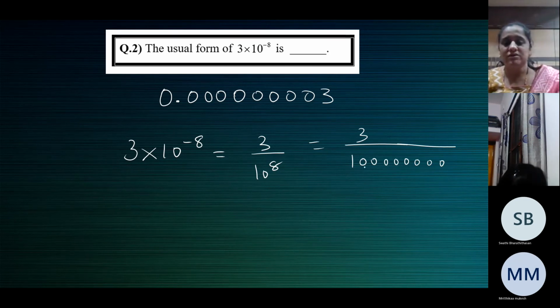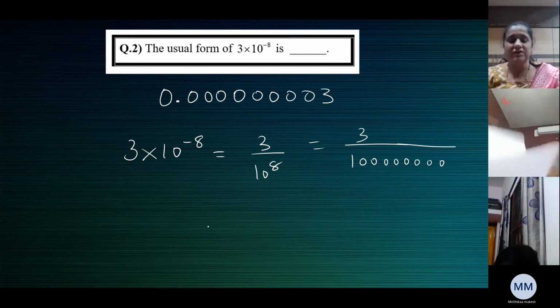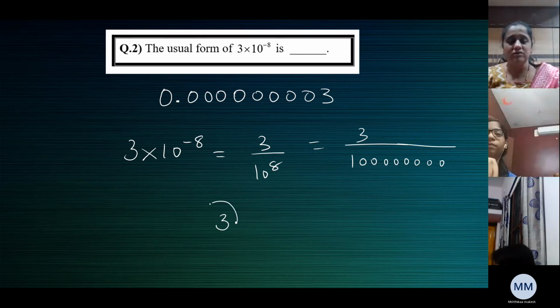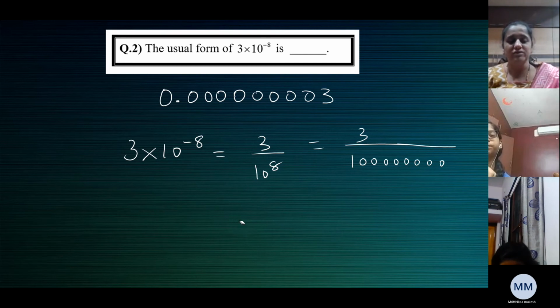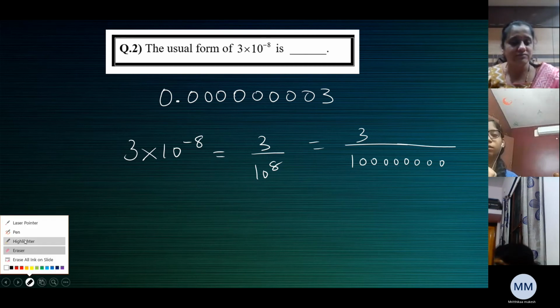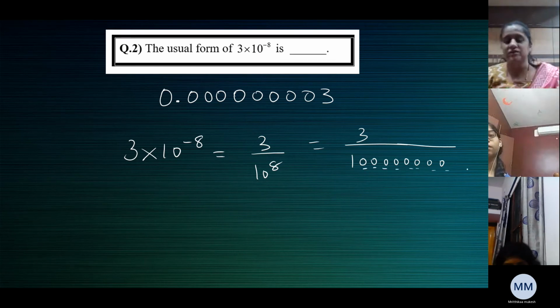So you'll have to shift the decimal point by 8 places to the left side. Because only if you put it to the left side, the number will reduce in value. There is 3 here, the decimal point is here. So it will come here, meaning after the decimal point, there should be 8 digits. Since there are 8 zeros here, it means after the decimal point, there should be 8 digits.